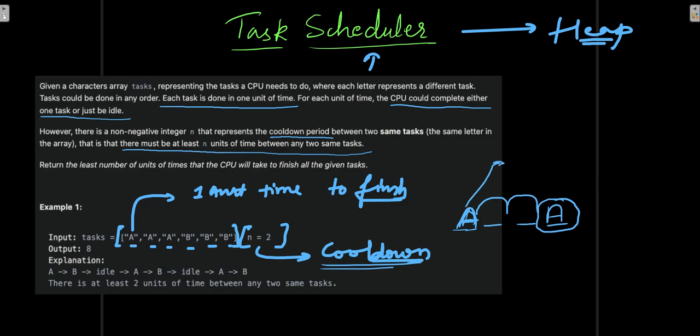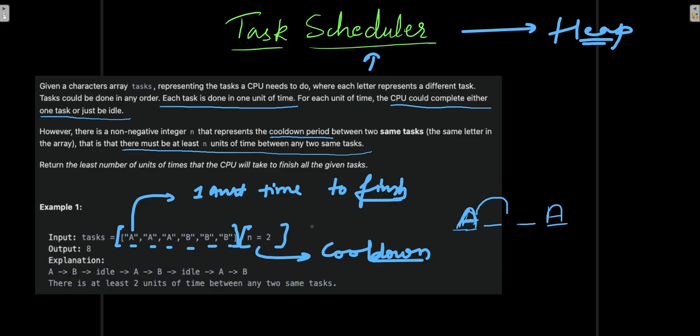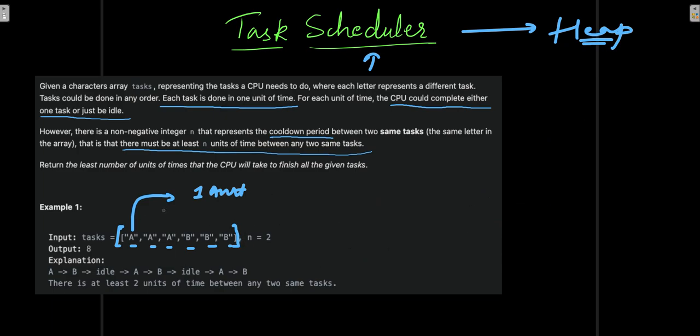Now don't confuse it by thinking that this A is processed 3/4 or 1/4 of the time. No, I said in 1 second it will be completed fully. This A is a different one, because we have been given so many A's, so many B's. So the same task could appear many times. Now what does the problem ask? The problem asks us to return the least amount of time that the CPU will take to finish all the tasks. We need to finish all the tasks in the least amount of time.